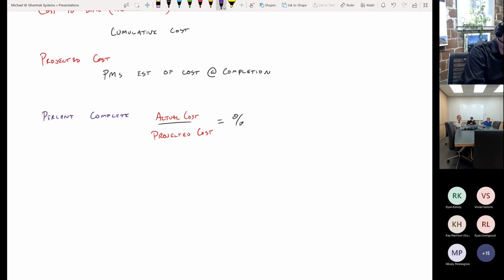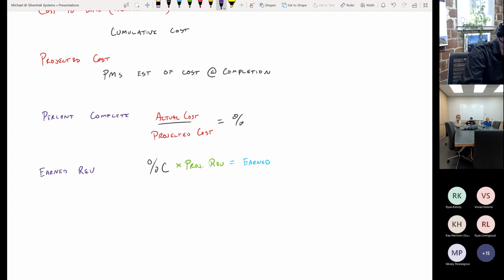Then we have our earned revenue. And our earned revenue, like we talked about before, simply takes our percent complete and multiplies it by our projected revenue. And this gets us our earned revenue.